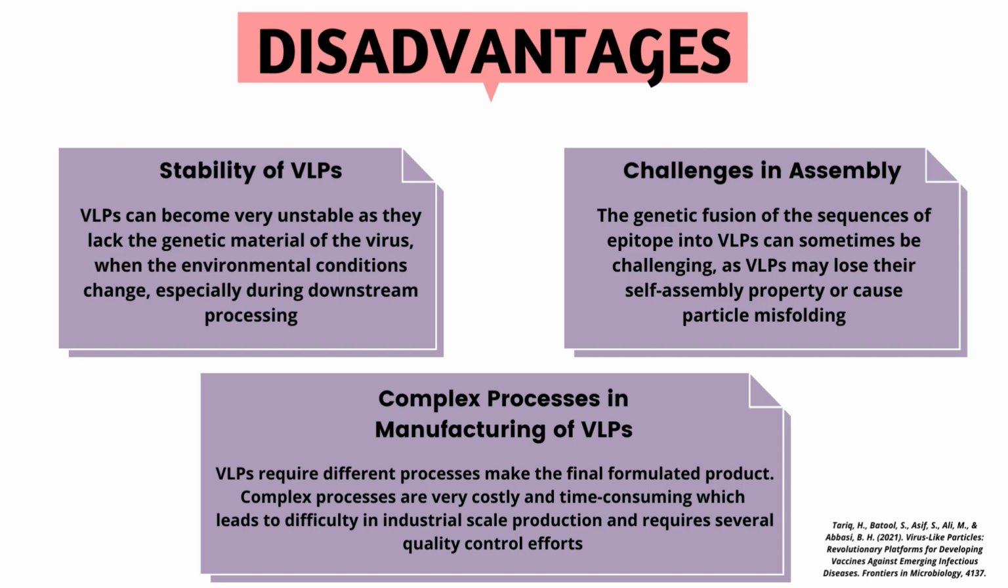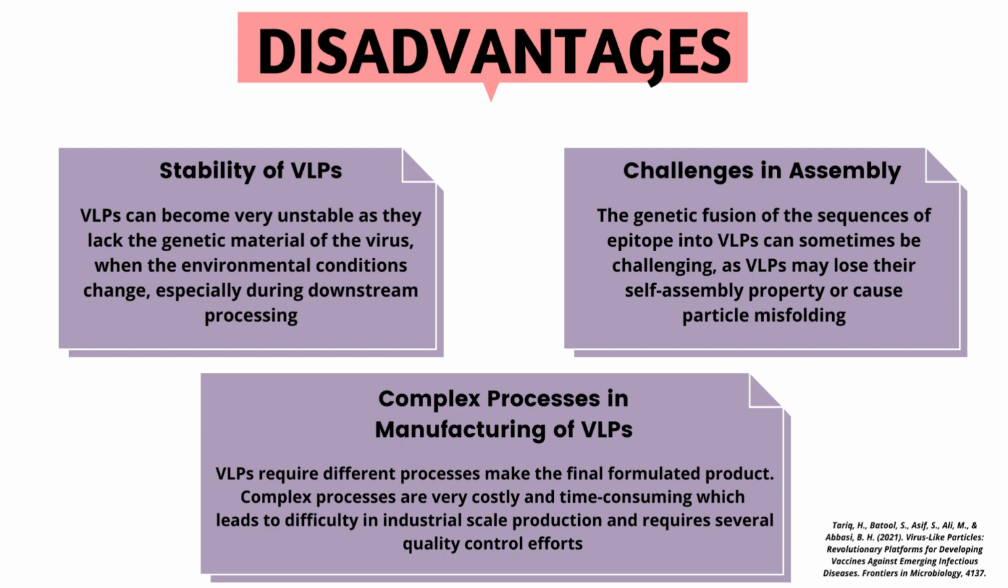First, the stability of VLPs. Generally, they are considered more stable compared to other subunit vaccines. However, when the environmental conditions change, especially during downstream processing, VLPs can become very unstable as they lack genetic material of the virus.